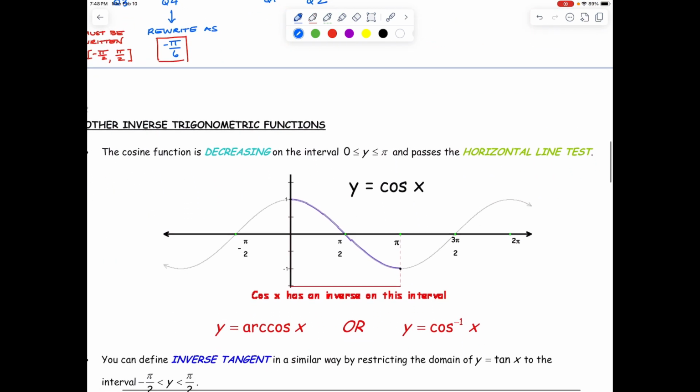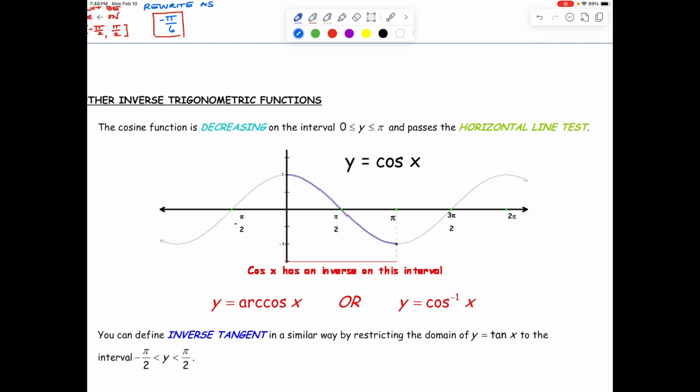Anyway, the same process works for cosine. And so as you can see, we've got this wonderful infinite sinusoidal function. We're going to have to restrict this down in order for at least a chunk of it to pass the horizontal line test. And the accepted domain for cosine that's used in your textbooks, your calculator is programmed for this, any website that you're going to use for a tutorial on the inverse trig functions, this is the acceptable domain.